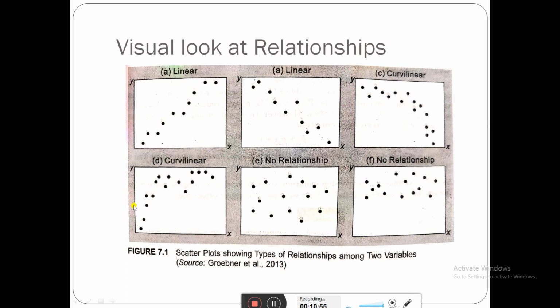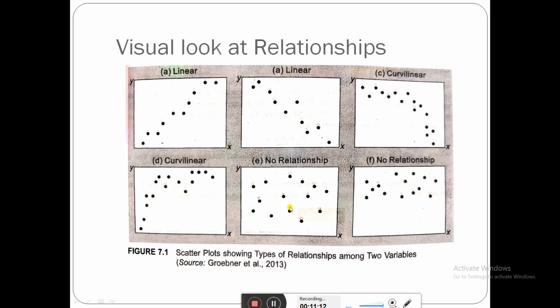D is also the same. It is also curvilinear. Here the value of x goes on increasing with the value of y. This is a positive relationship. Here it is an inverse relationship. Here it is a positive relationship.